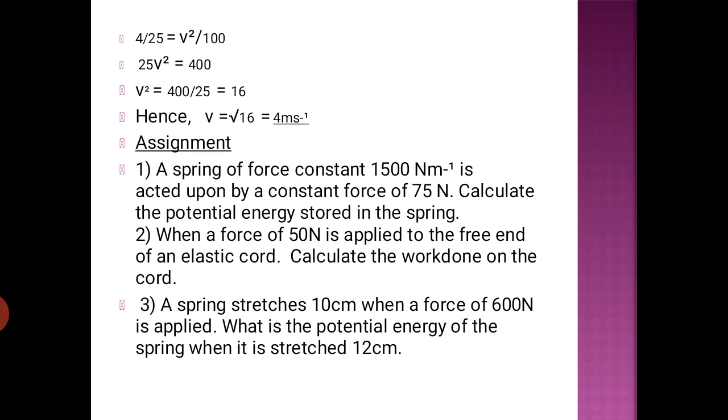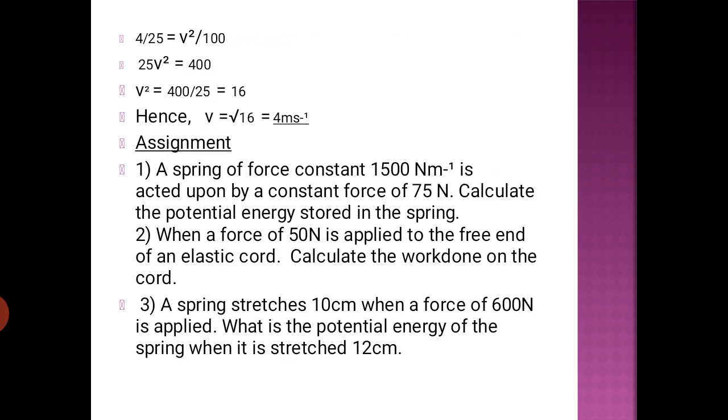We move forward. So having done all these examples, I will give you some to do by yourself. Assignment number 1. A spring of force constant 1500 Newton per meter is acted upon by a constant force of 75 Newton. Calculate the potential energy stored in the spring.